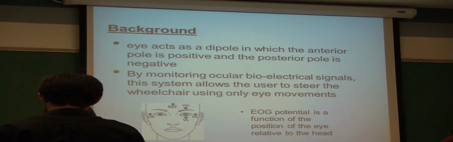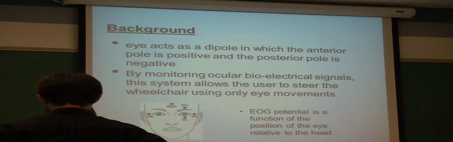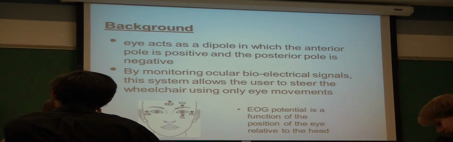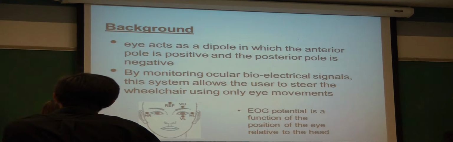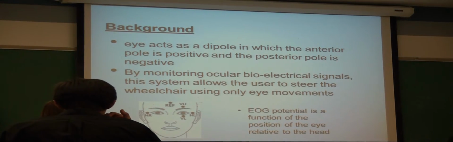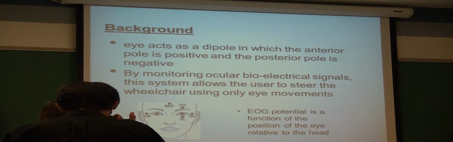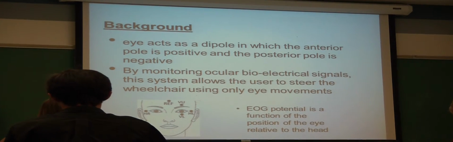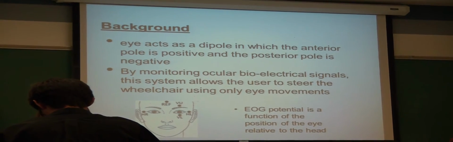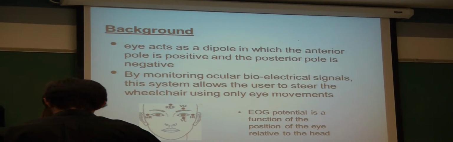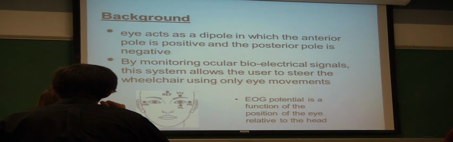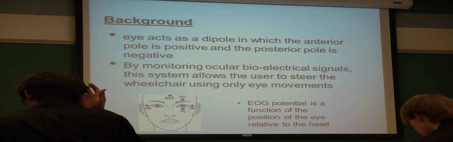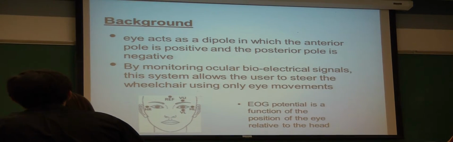Basically, how it works is the eye acts as a dipole, where the anterior, the front of the eye, is positive, and the posterior, the back of the eye, is negative. The wheelchair monitors the bioelectrical signals and allows the user to move the wheelchair using only their eye movements. The EOG potential is a function of the position of the eye relative to the head. You can see the image here. There are electrodes on the left and right side of the eye, which measure the horizontal movement, and top and bottom electrodes for the vertical position, and then a reference electrode.